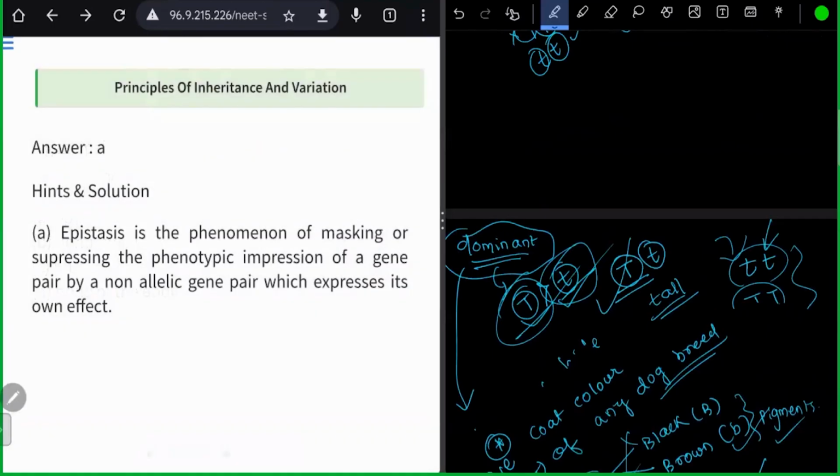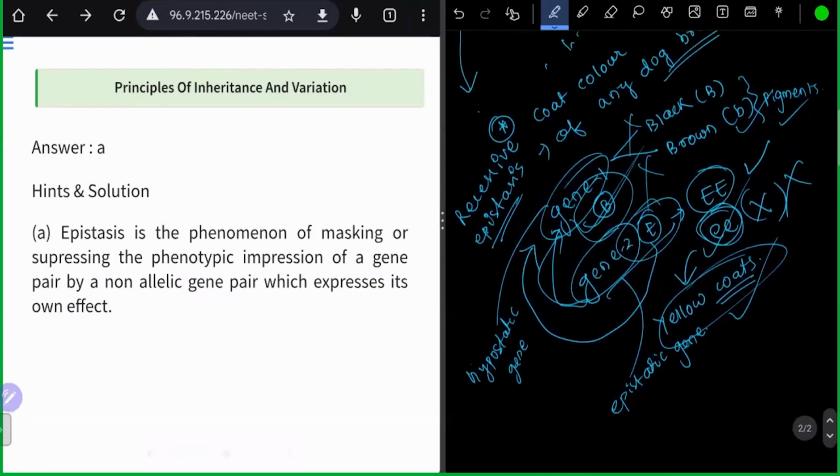So you can see the answer is A, which is epistasis. Epistasis is the phenomenon of masking or suppressing one phenotypic expression of a gene pair by a non-allelic gene pair. What is the phenotypic character here? It is what pigments are present. Then another phenotypic character is whether pigments are present or not.